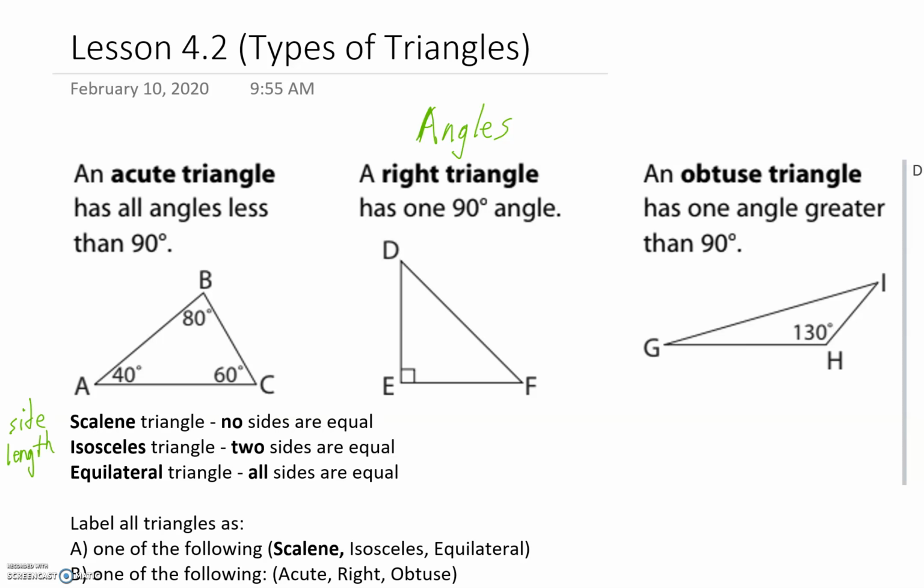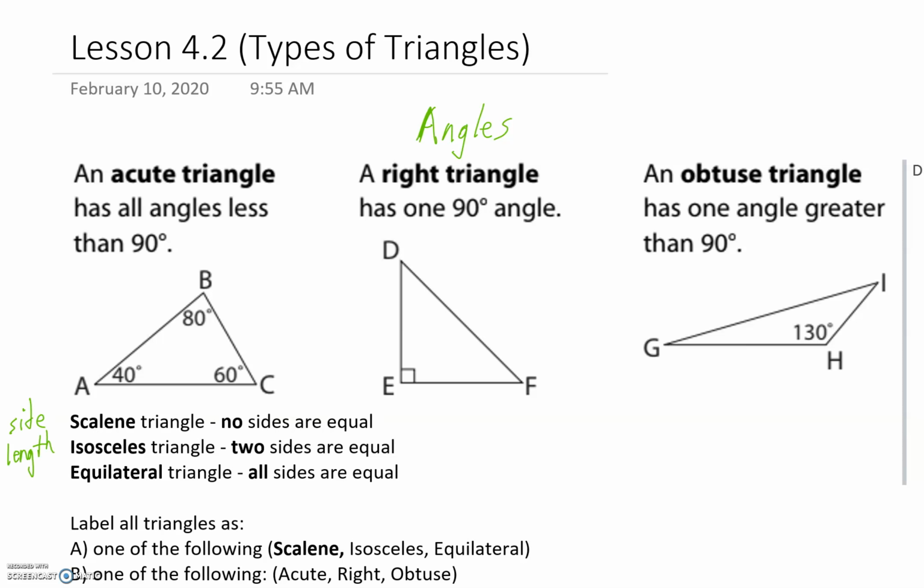Now, those are all the different types of angle ones. So if it's less than 90, it's acute, so it's very similar to our angle rules. If it has a 90, it's a right angle. And if it's bigger than 90, it's obtuse. Right, so that's what we're looking for.